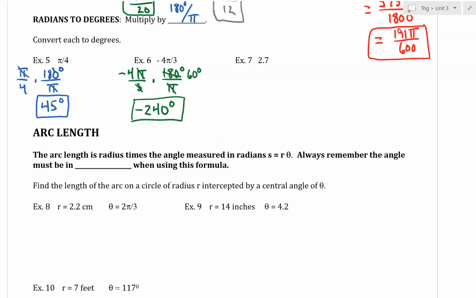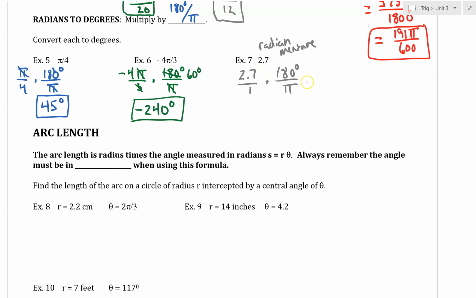Now, the next one, 2.7. I know this one looks weird. 2.7 over 1, we're going to multiply that by 180 degrees over pi. Now keep in mind, 2.7 is really a radian measure. It's not saying that it's pi. It's basically saying, like, if I took pi and divided by some number, I would get 2.7. So it's just doing the actual division part of that already and just stating it as a decimal equivalent.